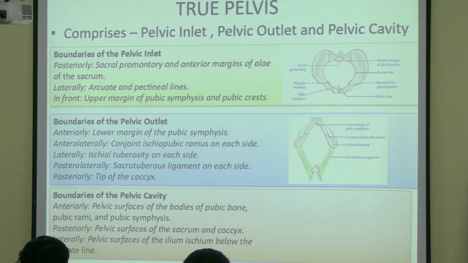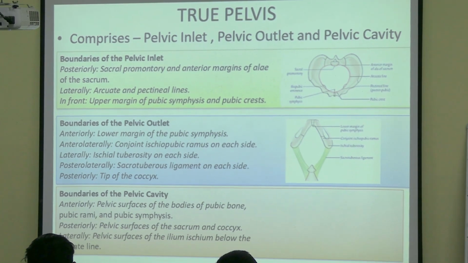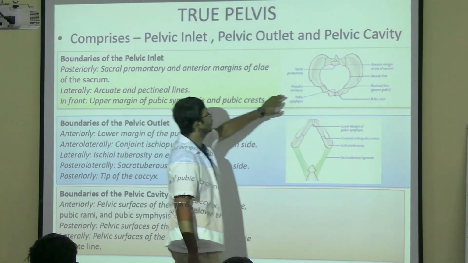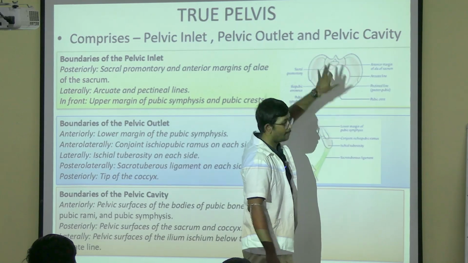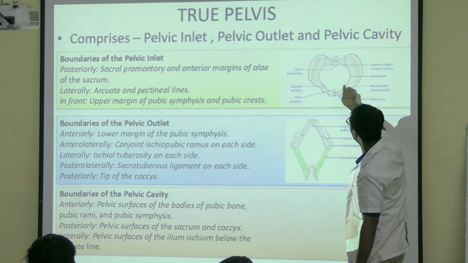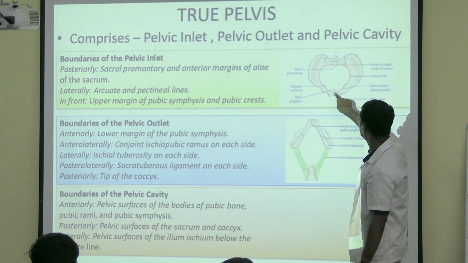Now coming to true pelvis. So the true pelvis comprises of all the structure below your pelvic brim. The true pelvis consists your pelvic inlet, pelvic outlet and pelvic cavity. Now what is pelvic inlet? So the pelvic inlet is just below your pelvic brim. It will be bounded posteriorly by your sacral promontory, on either side by your arcuate and pectineal lines, and in front by your pubic symphysis.